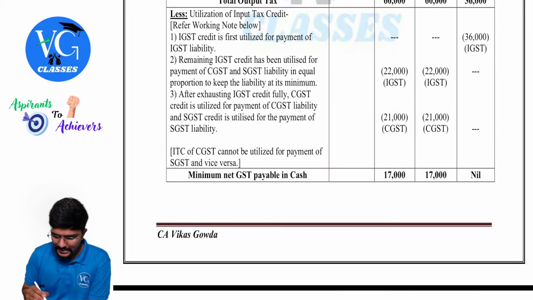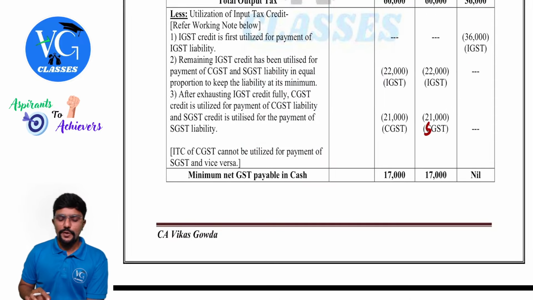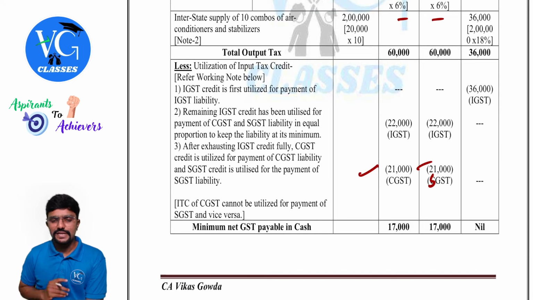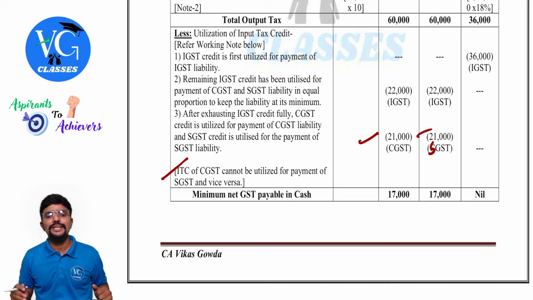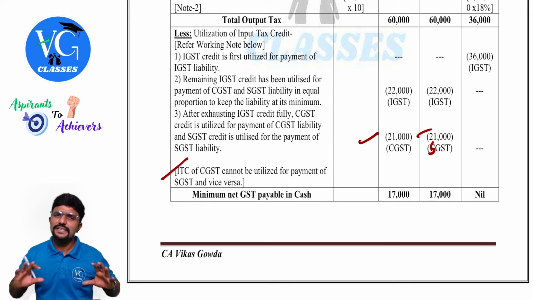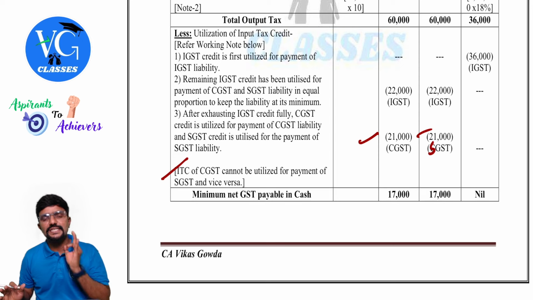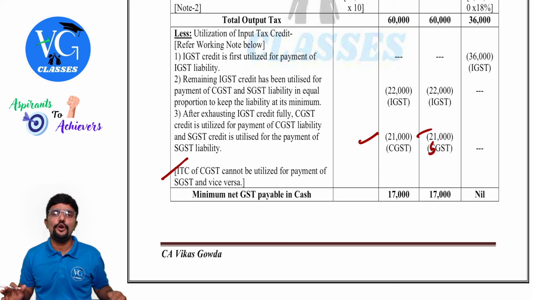This should be CGST, SGST. Okay, 21-21 fully we are utilizing. There is no cross utilization also, guys. I have just mentioned it to you. ITC of CGST cannot be utilized for payment of SGST and in the same way vice versa. SGST credit cannot be utilized for payment of CGST, guys.